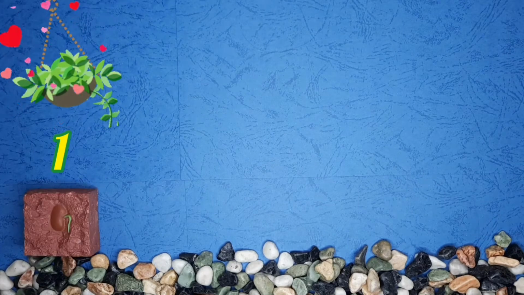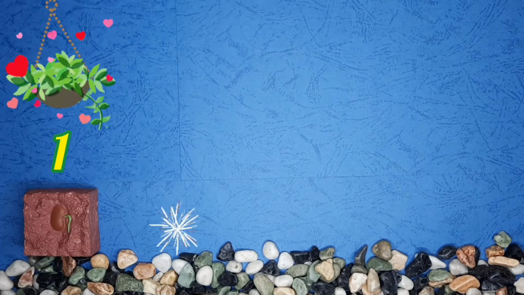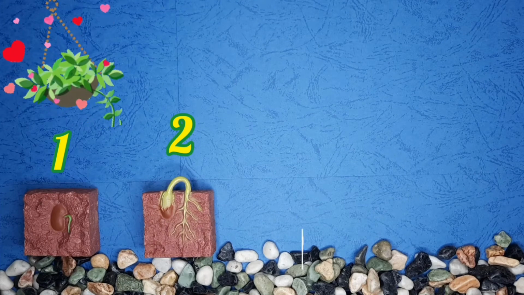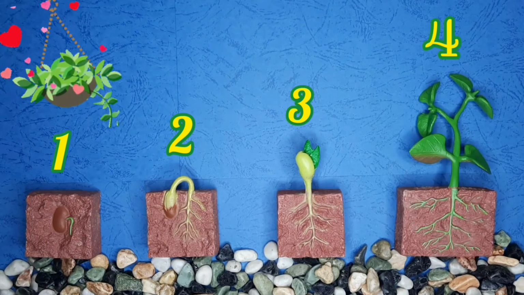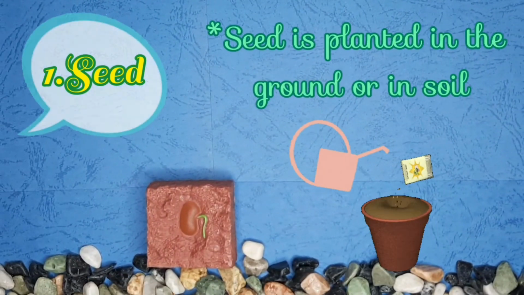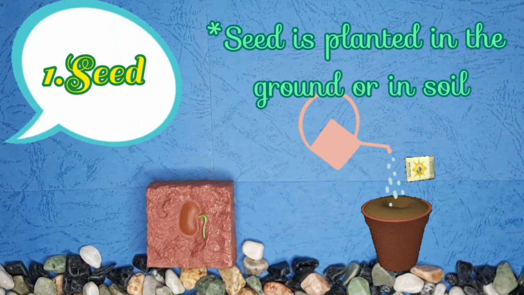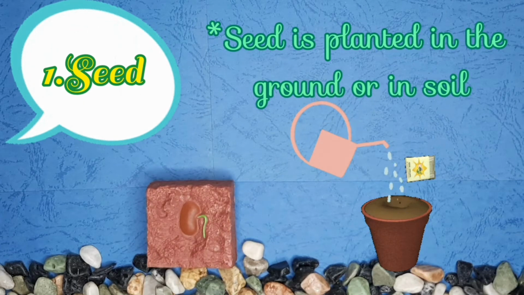So here you can see different stages, stage 1, stage 2, stage 3, and stage 4. Let's see how it happens. In its very initial stage, stage 1, first of all we have to bury small seeds in the soil, under the soil. You have to dig it up, soften up the soil bed, and then bury them inside.